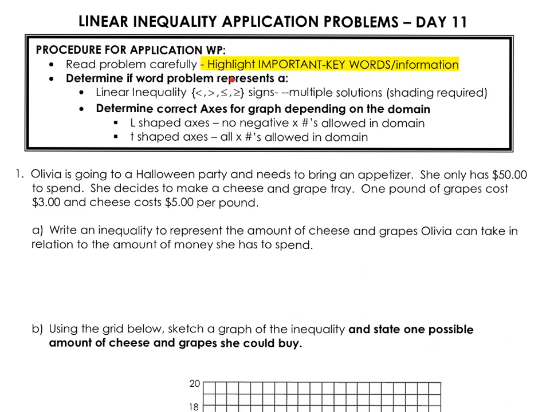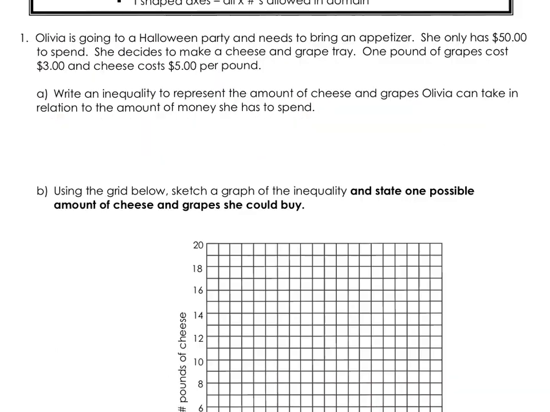Then determine if the word problem represents, in this case, a linear inequality, meaning we'll use the less than, less than or equal to, greater than or equal to signs with multiple solutions, meaning we'll have shading required. Then we'll determine the correct axes for the graphing depending on the domain. We're going to use an L-shaped whenever we have no negatives allowed in the domain, and then a T-shaped if the x values can be negative.